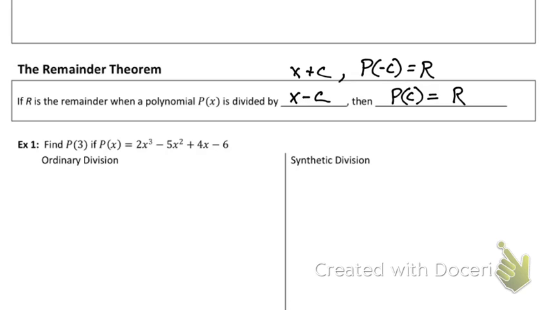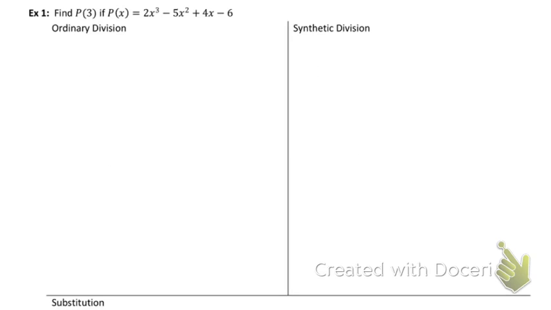So we're supposed to find p of 3. In order to find p of 3, I need to divide by x minus 3. Dividing by x minus 3 is the same thing as plugging 3 into this equation. So we're going to divide that equation by x minus 3.